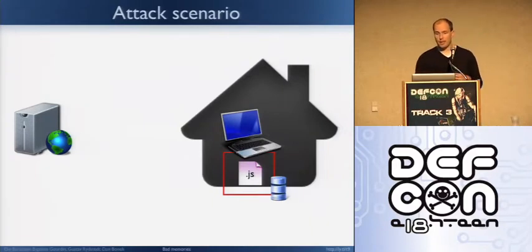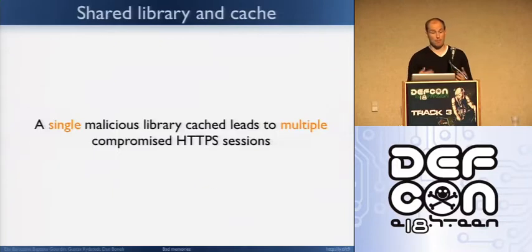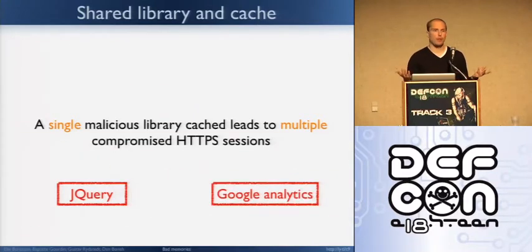And as I said, a single library is used by many websites, which makes this attack so powerful. Google Analytics is used by many, many websites. jQuery over the Google CDN is used by many, many websites. So if an attacker is able to inject one of these libraries into your browser, he's going to compromise a lot of your HTTPS sessions. So you might say, hey, there is a defense against that, right? What is the defense against this one?